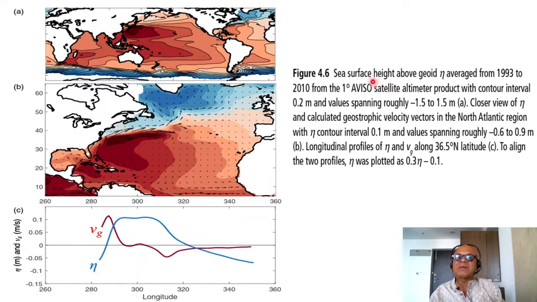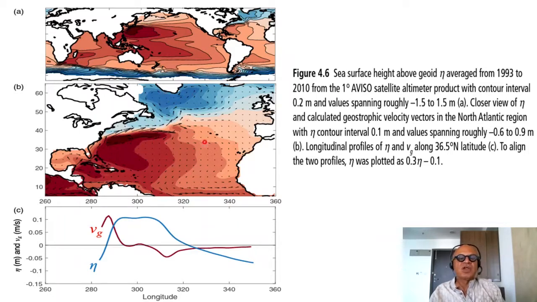So let's read the caption. Sea surface height above the geoid, eta, averaged from 1993 to 2010, as we said before, with a contour interval of 0.2 meters and values spanning roughly minus 1.5 meters to 1.5 meters. Here, a closer view of eta and calculated geostrophic velocity vectors in the North Atlantic region, looking at the Gulf Stream, the subtropical gyre, and the subpolar gyre.